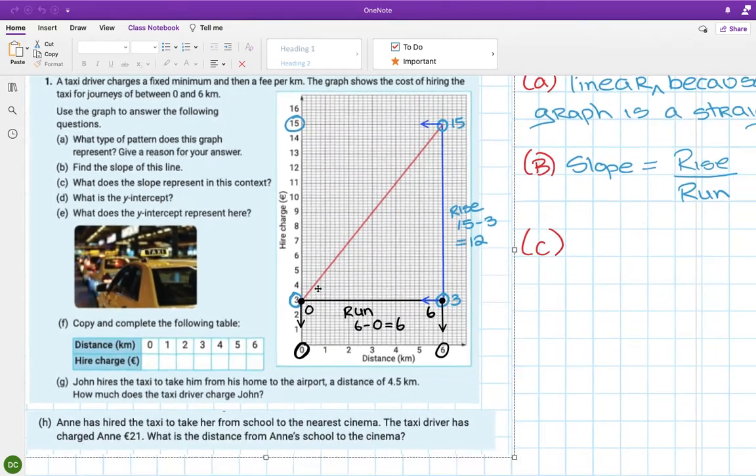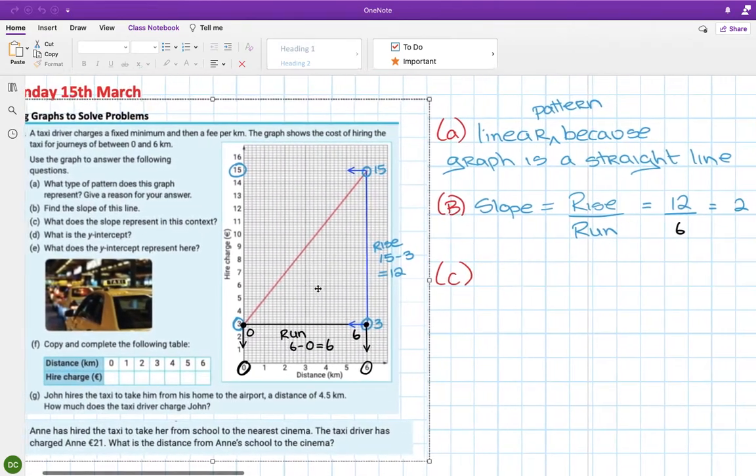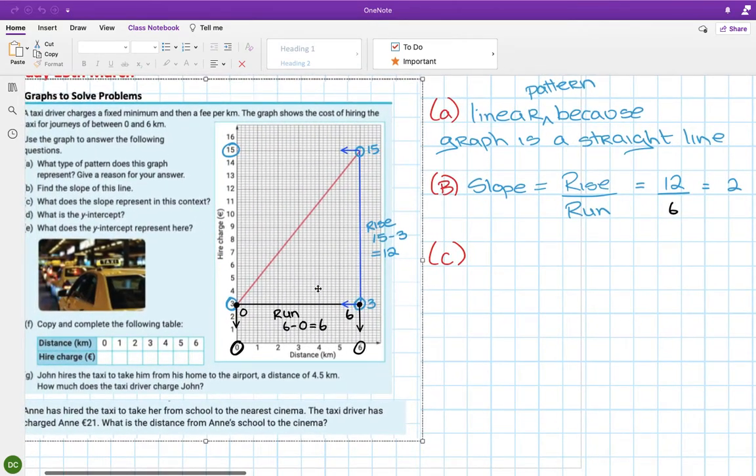Okay, so I'm getting a slope of 2. So part C, what does the slope represent in this context? Okay, so what does that 2 mean in the context of the question? Now I'm going to skip this for a moment because I think this becomes a bit clearer as we go further down. So I'm just going to skip it for a sec and go on to D. What is the y-intercept?